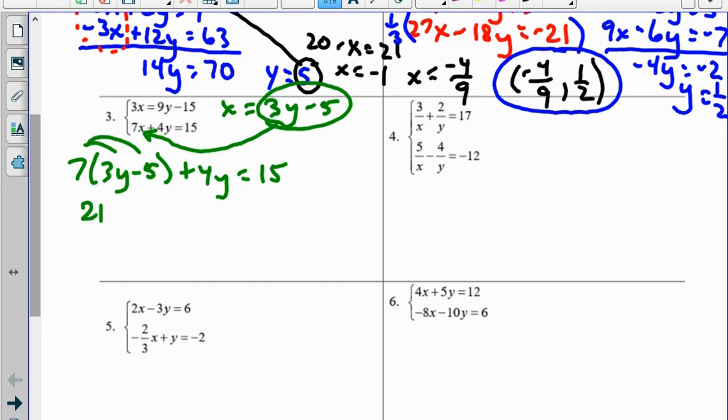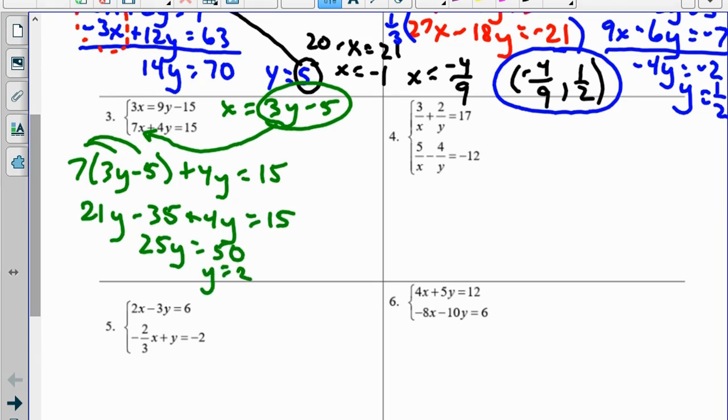After I distribute, I get 21y minus 35 plus 4y equals 15. If I simplify, I get 25y on the left. If I add the 35 over, that becomes 50. So y equals 2. And then I'll take that 2 and substitute it back in. Notice if I substitute it into this equation, I get 6 minus 5, which is 1 for x, which was what we would have got if we did elimination. So in this problem, the ordered pair is 1, 2.